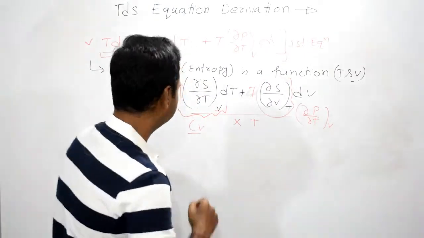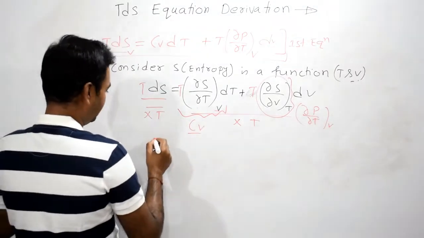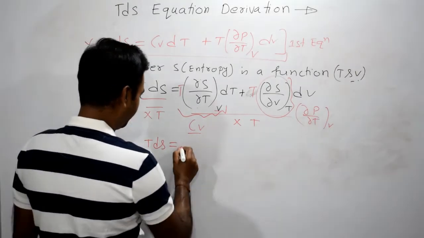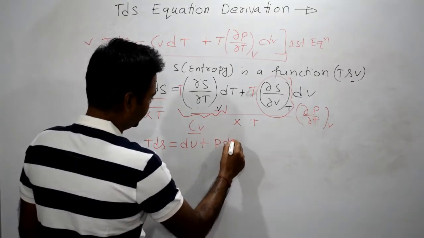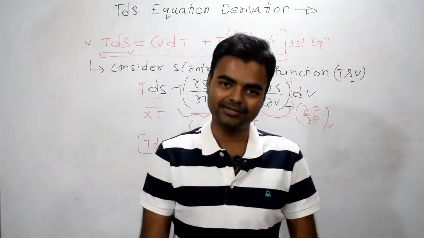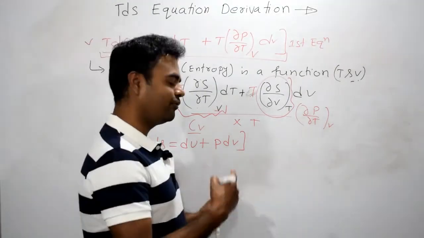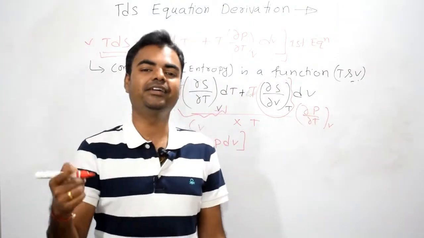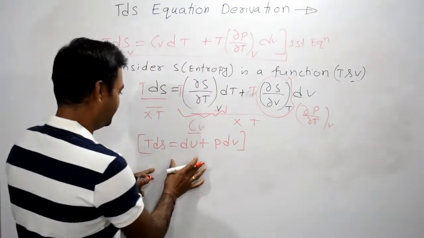Correct? Now let's move on to this. We know there is an equation TdS is equal to dU plus P dV. We know this, right? Open system and closed system. So another one is minus V dP. That was the equation we will use for deriving the second TdS equation. For the first TdS equation we are going to use this one.